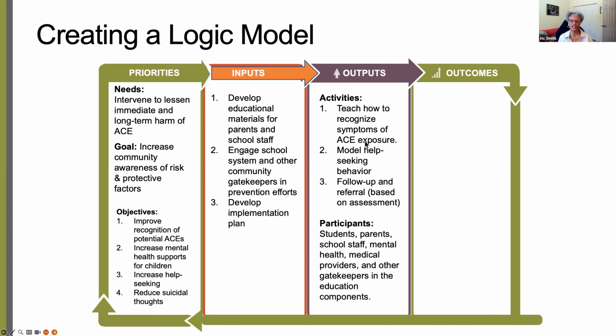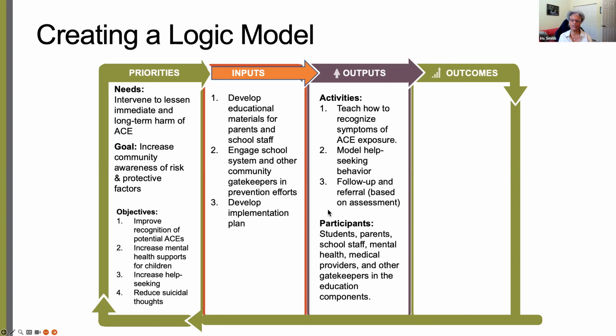Well, we're going to teach folks how to recognize the symptoms of ACE exposure, teach them about the risk factors, teach them about the behavioral symptoms that you may see in children and the children who are at highest risk. Provide some modeling for help-seeking behavior for folks, including kids, where you can go for help if you have this problem in your family. And then building up the resources that are available once a child who's been exposed is identified, what happens to them? Are there resources in the community that will work with traumatized children, whatever the risk factor is for those children.